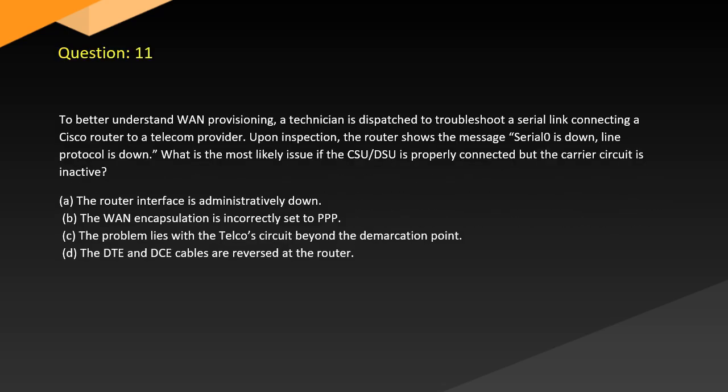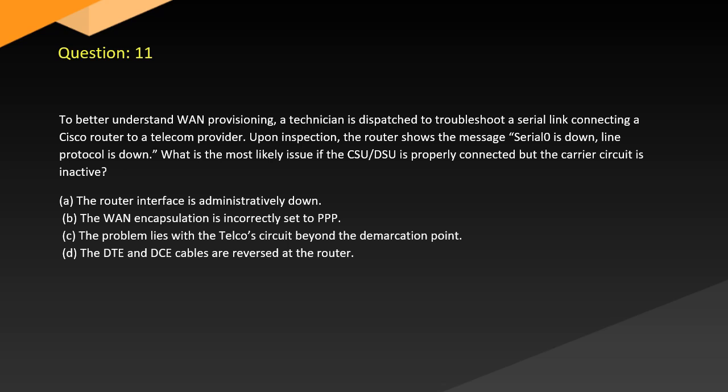Question 11. To better understand WAN provisioning, a technician is dispatched to troubleshoot a serial link connecting a Cisco router to a telecom provider. Upon inspection, the router shows the message: the serial is down, line protocol is down. What is the most likely issue if the CSU/DSU is properly connected but the carrier circuit is inactive?